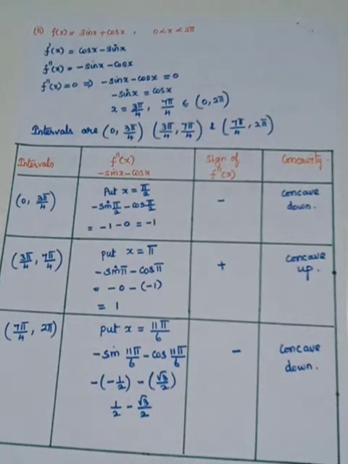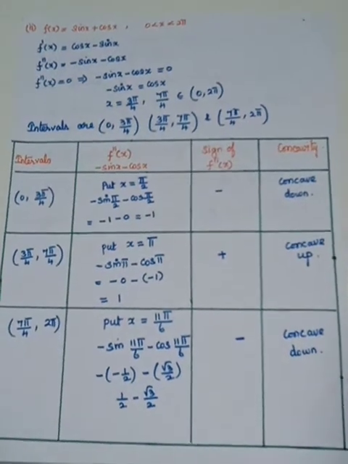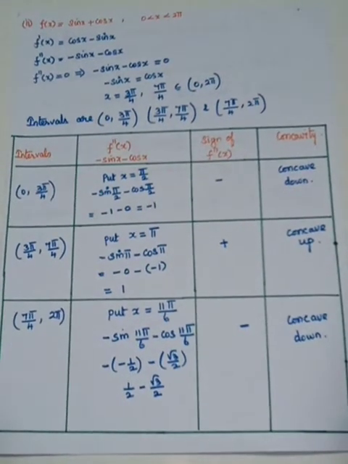Fifth step, you have to consider the intervals. From each you have to take a point and substitute in f double dash of x. If f double dash of x is greater than 0, the function is concave upward. If f double dash of x is less than 0, the function is concave downward.